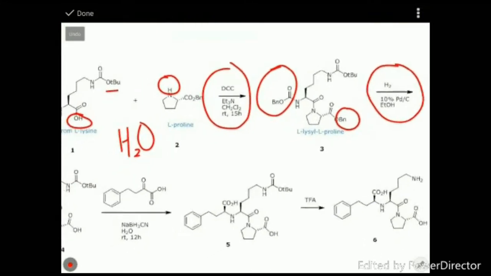In structure 3, this group will be removed and replaced with a hydrogen, and this benzene group will also be removed and replaced with one hydrogen to produce a hydroxyl group. Then with the reaction of 10% palladium on carbon catalyst and ethanol, the fourth structure will be produced, which is here.